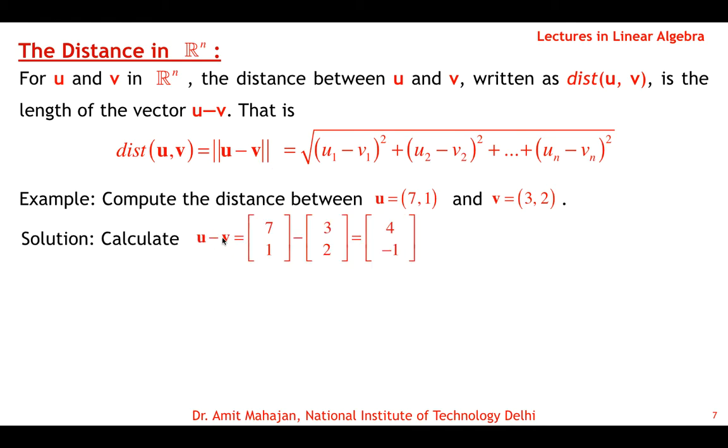Okay, so if you calculate u minus v, that is (7, 1) minus (3, 2). Immediately you find that u minus v is the vector (4, -1). So the length of this vector you can calculate as the sum of each element squared, so 16 plus 1, and its root. Immediately you have that root 17 is the distance between u and v.